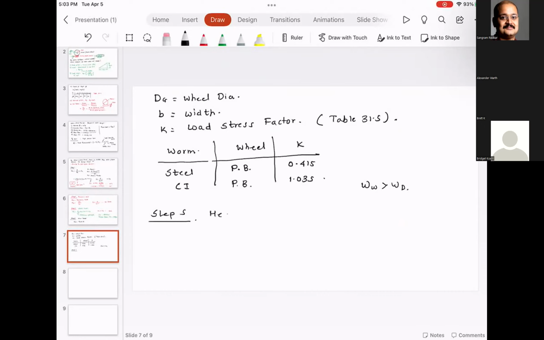Next step, which is step 5, is checking for heat dissipation. Q generated is (1 minus efficiency) multiplied by power. There is a chart in the textbook. If you look at the textbook, at the efficiency chart, there is a long expression for efficiency calculation. You can use either the equation or the values in the chart.